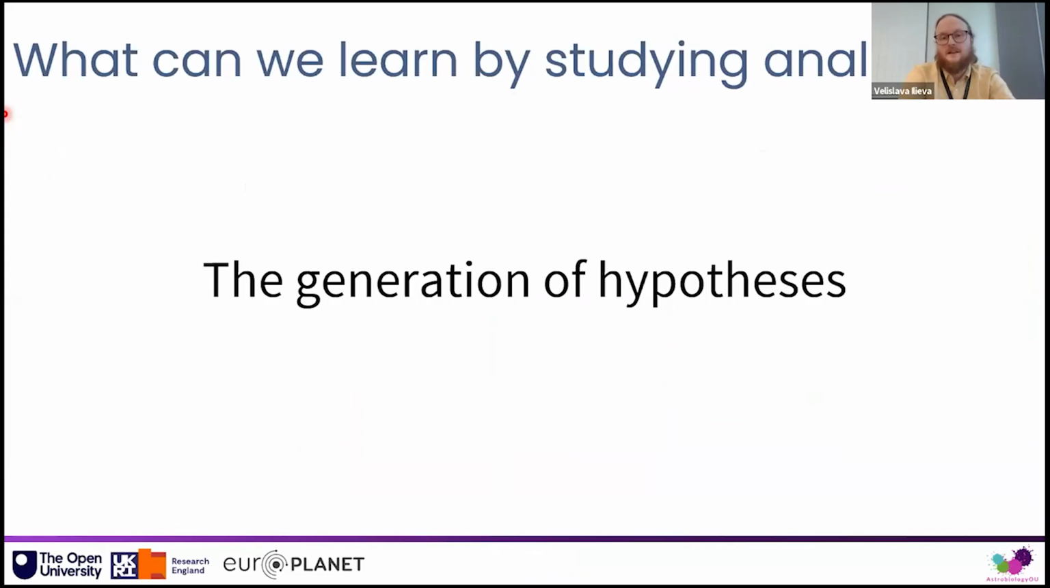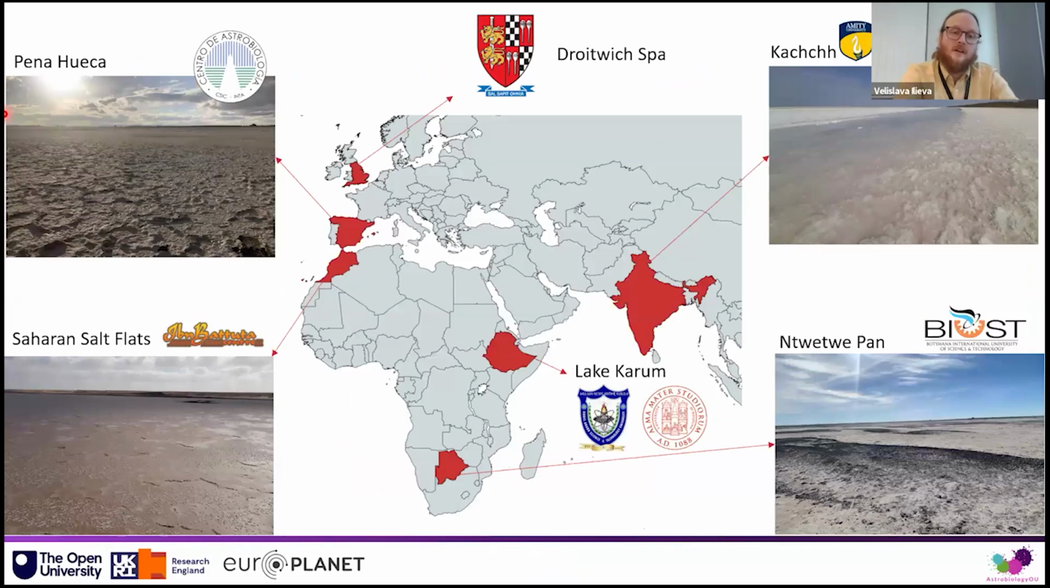Overall, all of these things feed into the generation of hypotheses. And we've been very fortunate to work both through Europlanet and with our network of collaborators with a diverse array of analog environments. We're going to hear more about some of the sites in Spain today, but as you can see, there's an incredible diversity of these hypersaline sites across the world.